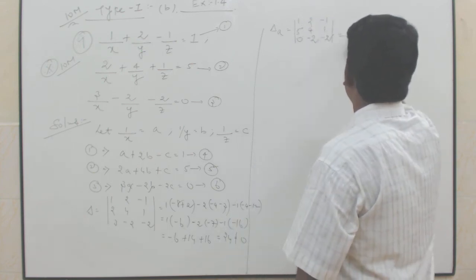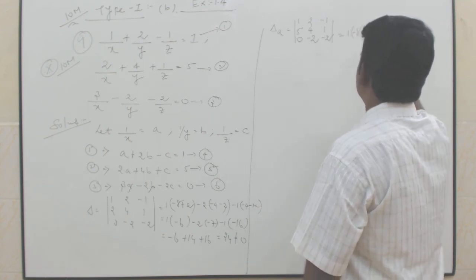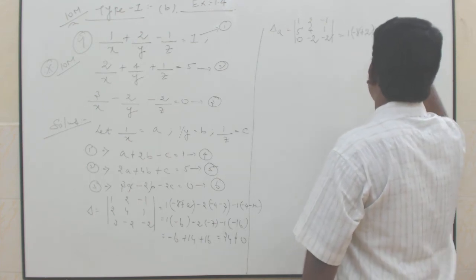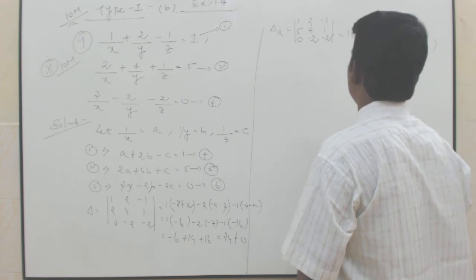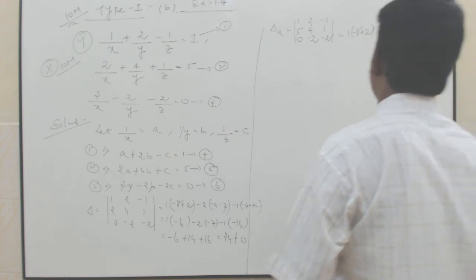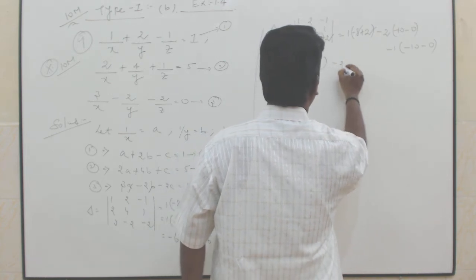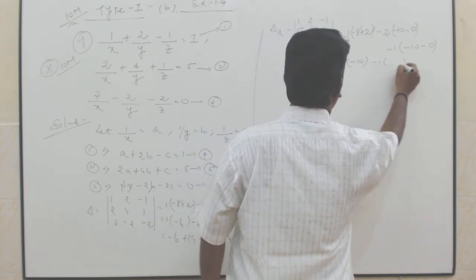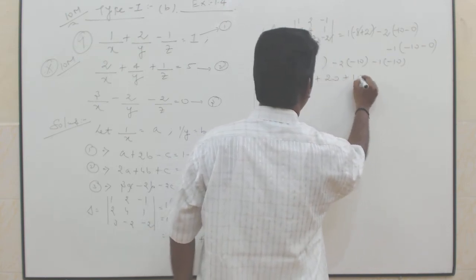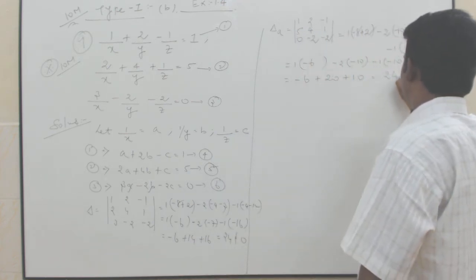We expand this. 1 into minus 8 plus 2, minus 2 into minus 10 minus 0, minus 1 into minus 10 minus 0. Okay, simplify this. 1 into 2 minus 8 is minus 6, minus 2 into minus 10, minus 1 into minus 10. So minus 6 plus 20 plus 10. What is 20 plus 10? 30. 30 minus 6 is 24.